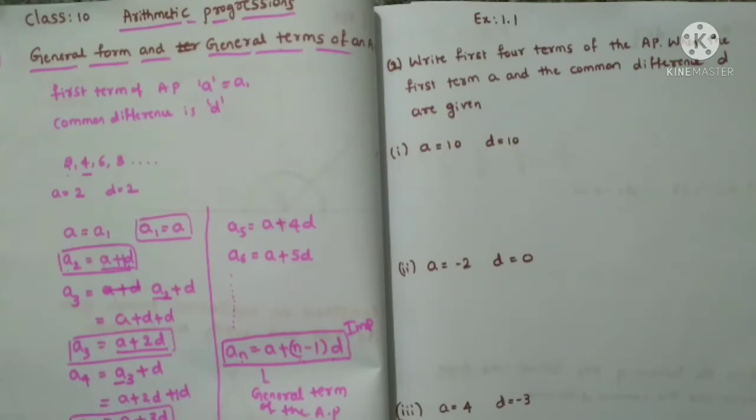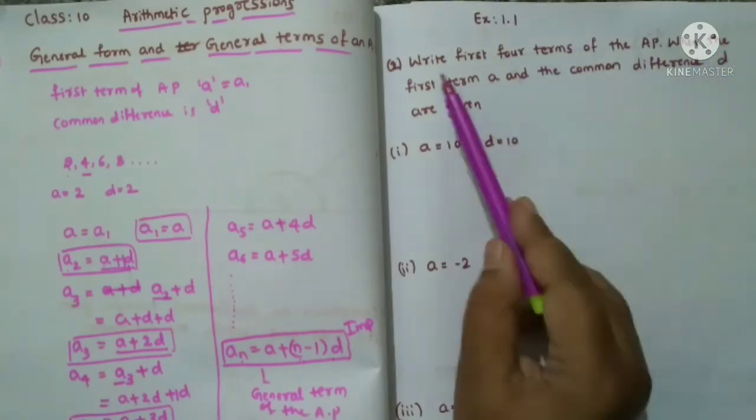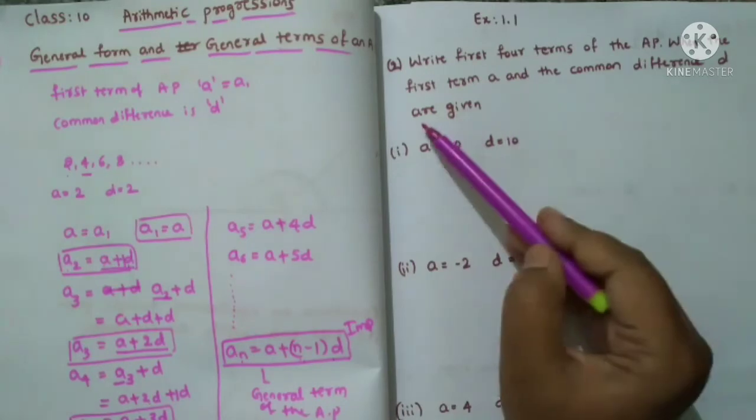Now I'll explain the second main. From the second main, I am going to explain. Second main and third main I am going to explain in this video. Okay, see this. What they have given in the second main: write the first 4 terms of the AP when the first term A and the common difference D are given.